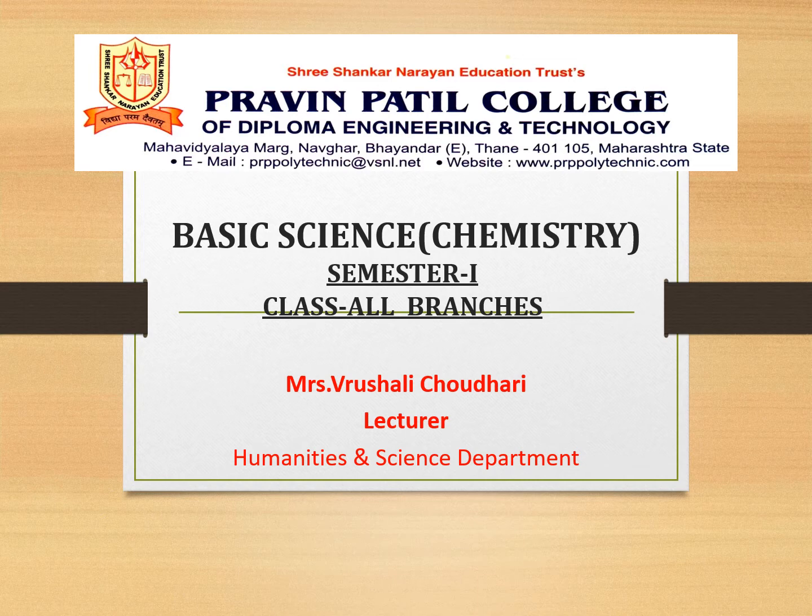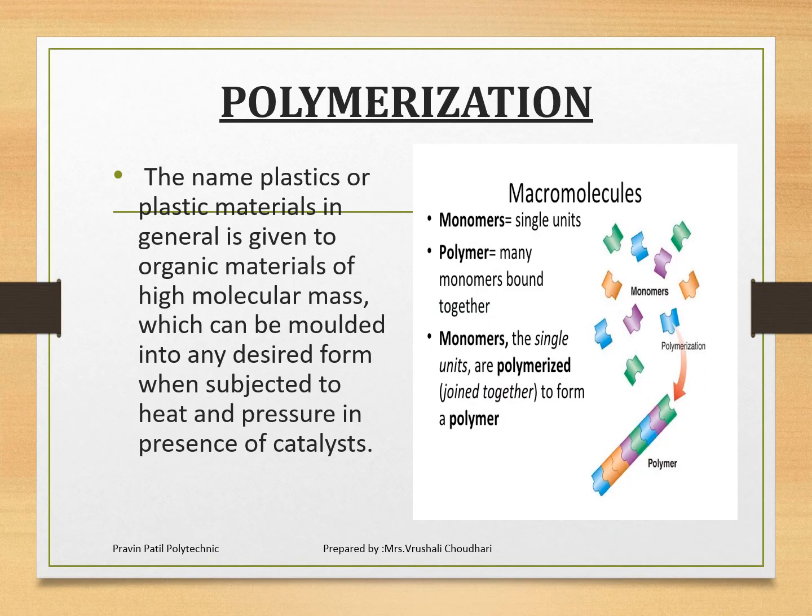We already started with the third chapter. In the third chapter, we started with plastic. What is a plastic? It is a polymer. What is a polymer? A chain of monomers. How it is manufactured, how the chain is produced, that we are going to learn today. That is our course outcome: how polymerization takes place.